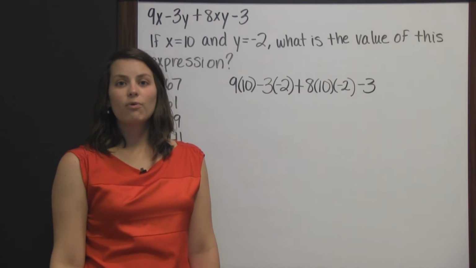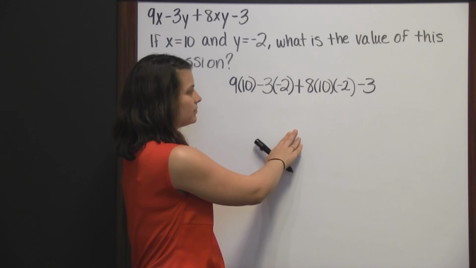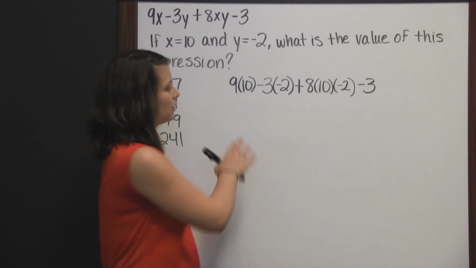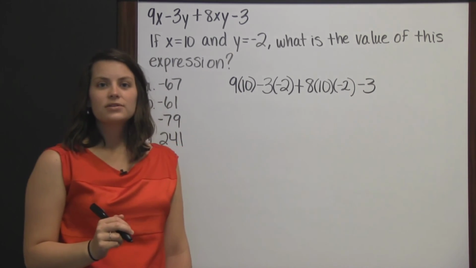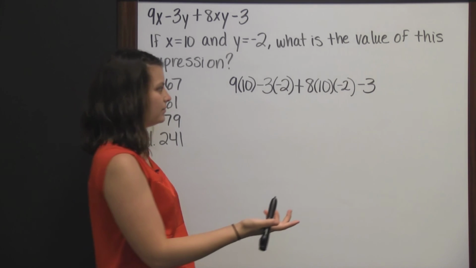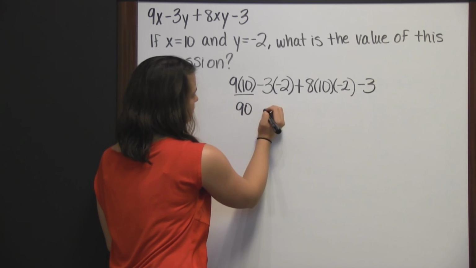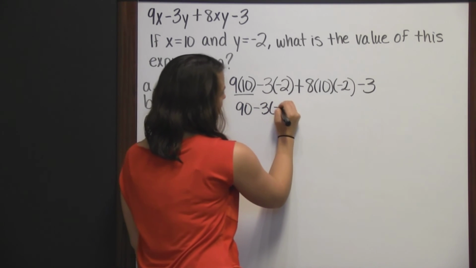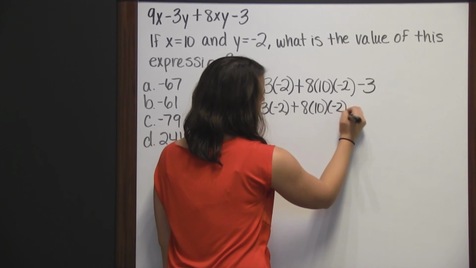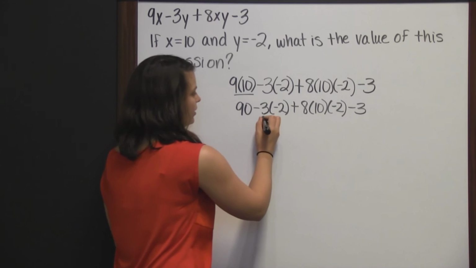Now, we need to follow our order of operations. First would be grouping symbols, but in this case there aren't any. Next would be exponents, and again we don't have any. So after that is multiplication and division, working from left to right. Starting at the left, we have 9 times 10, which is 90. Minus 3 times negative 2 plus 8 times 10 times negative 2 minus 3. Our next set of multiplication would be right here.